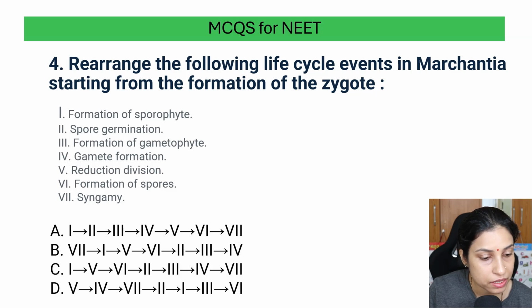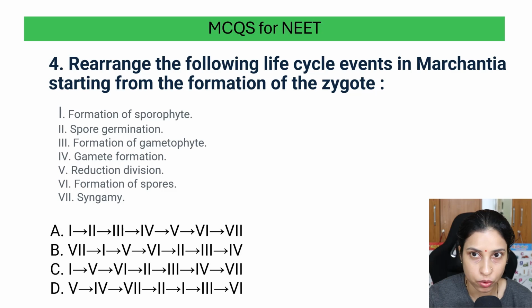Here the first statement is the formation of the sporophyte, the second is spore germination, the third is the formation of gametophyte, the fourth is gamete formation, the fifth is the reduction division and formation of spores, and syngamy. These statements are given, and here the options give the sequence. So we check the sequence order and click the correct answer. The first option is first, second, third, fourth, fifth, sixth, seventh. So in the same order. Is that correct?